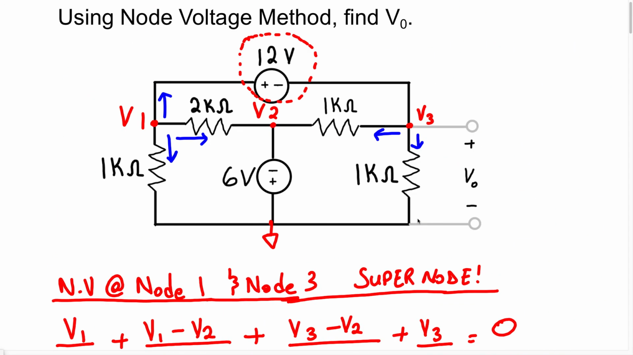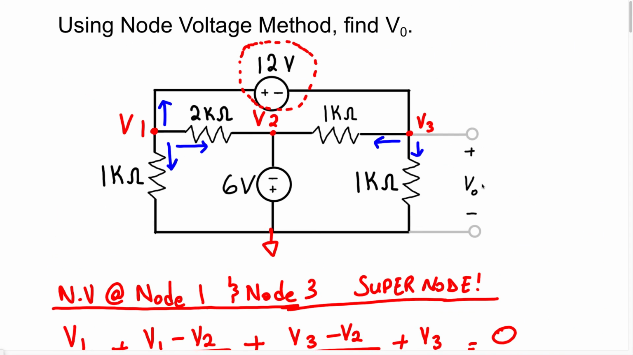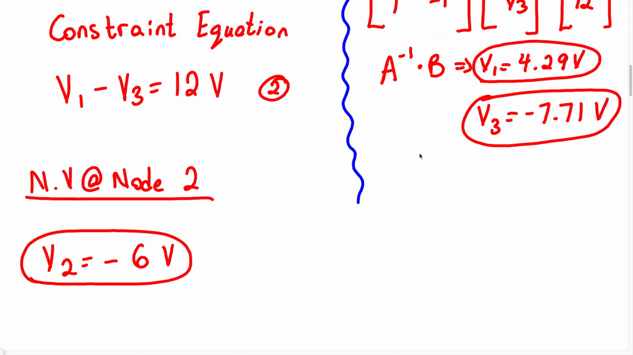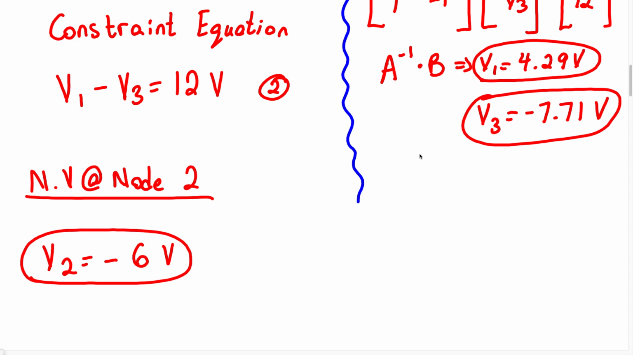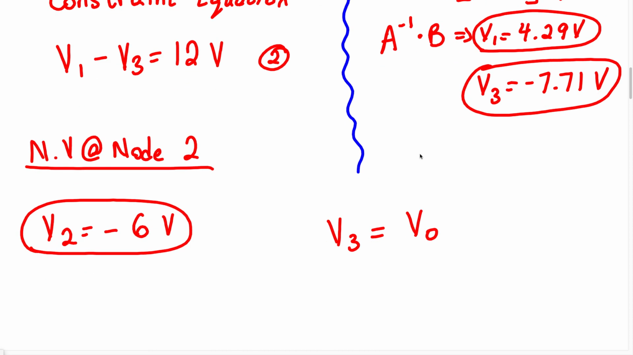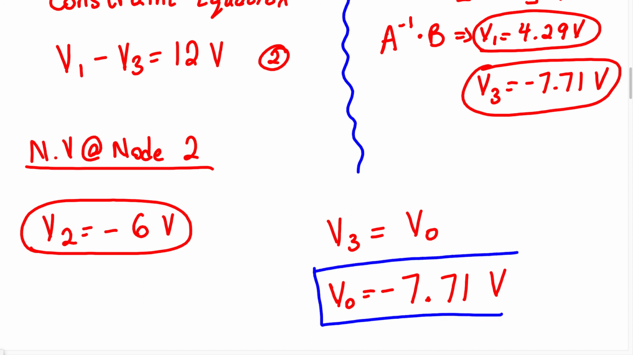Now the problem says, find the voltage VO, which is the voltage across this 1K resistor. And we know the voltage across this 1K resistor is going to be the same voltage at node 3. Therefore, we can say that V3 equals VO. Therefore, VO equals negative 7.71 volts. So this is going to be our answer for this particular problem. VO equals negative 7.71 volts.